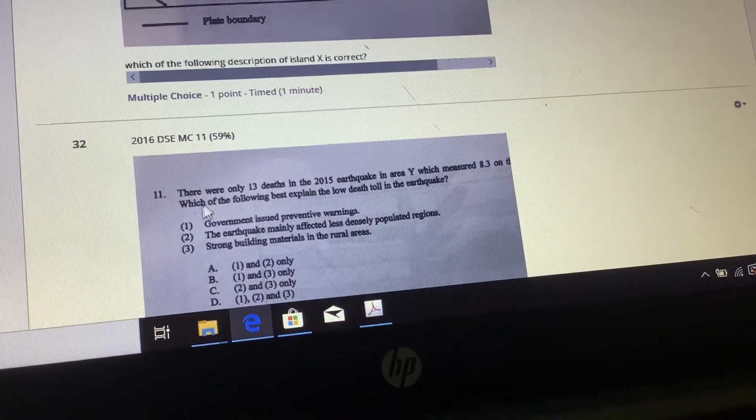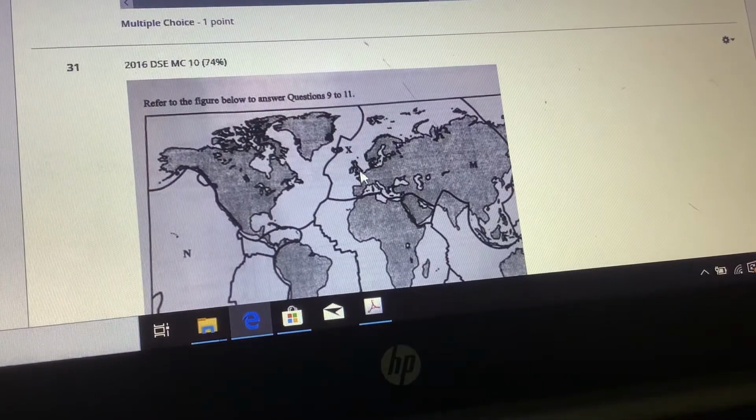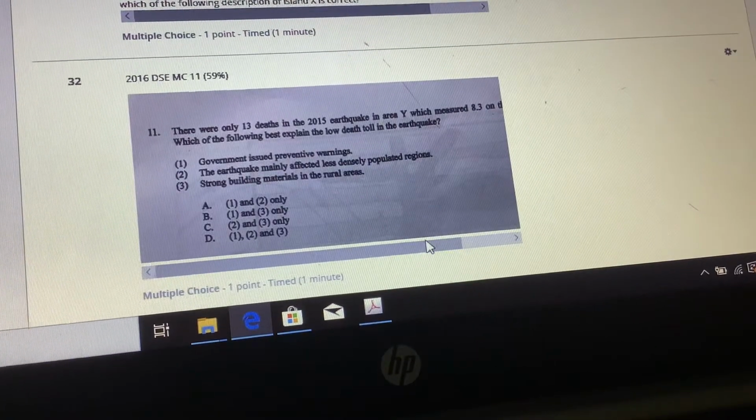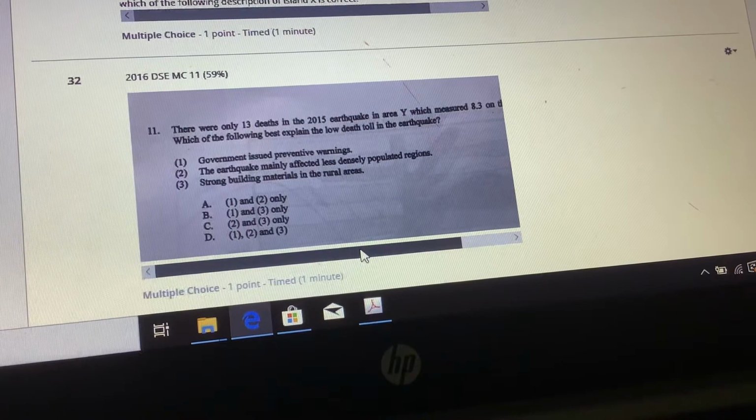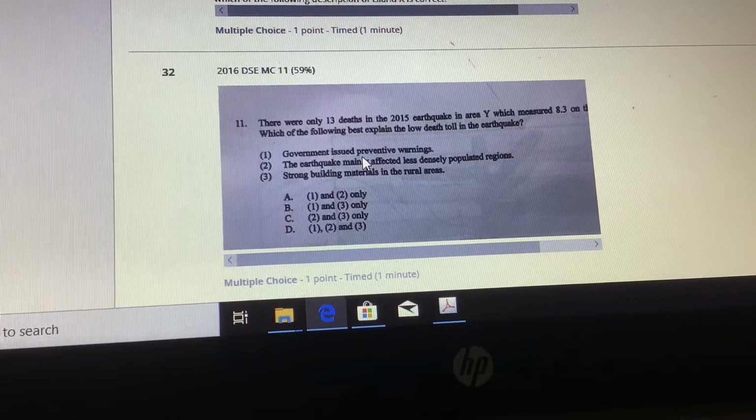This one done. And there were only 13 deaths from the earthquake in area Y. Where's area Y again? Oh, here, Peru, which measured 8.3 on the Richter scale. Wow, quite serious. But which of the following is the best explanation of the low death toll of the earthquake? Peru is a less developed country, for your information.